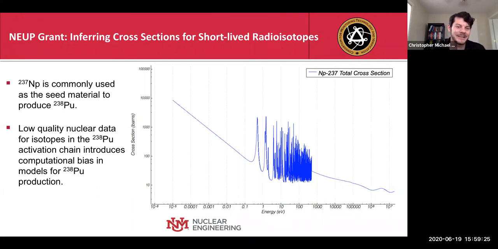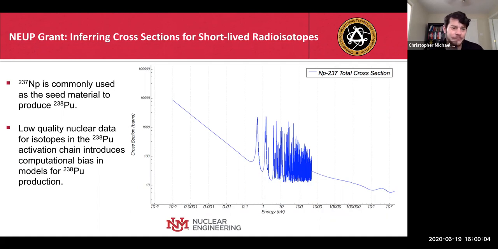But plutonium-238 is a very convenient heat source and energy source that HFIR makes for NASA missions. The way that they make plutonium-238 is they irradiate neptunium-237. It captures a neutron, becomes neptunium-238, which eventually decays into plutonium-238. Neptunium-237 cross-sections are pretty well known, right? They're shown here in the blue. You have a nice resolved resonance region, an unresolved resonance region, 1 over V region, fast region, everything you'd expect from resonances.